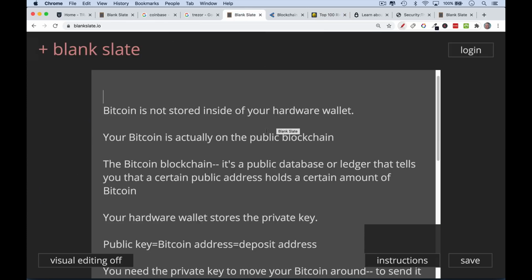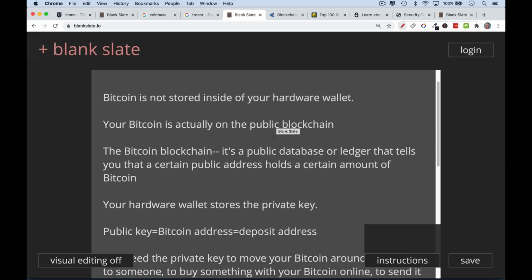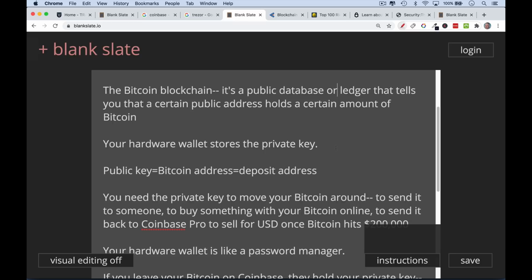So what happens when you buy Bitcoin and put it on your hardware wallet? What's actually being held on your hardware wallet? Well, your hardware wallet stores what's called the private key. And the private key is just a series of letters and numbers. And every private key is associated with what's called a public key or a Bitcoin address or a deposit address. Now, if you give someone your Bitcoin address, your public address, you never want to give them your private key. But if you give them your public key or your public address, and you can have multiple public addresses, then they can send you Bitcoin. Or if a store or an individual gives you their public address, you can send them Bitcoin to buy a car, buy a house, or maybe buy something online.